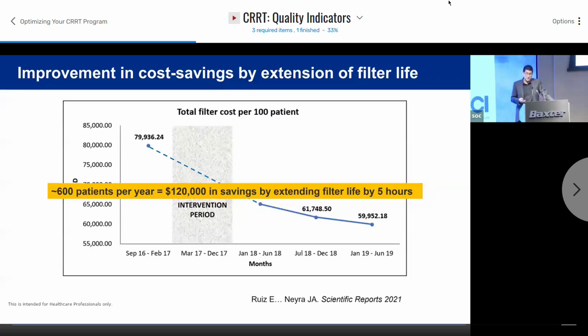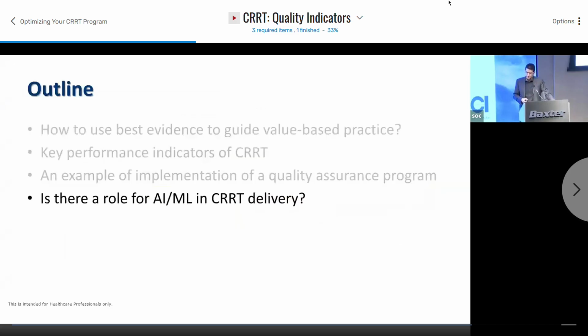And this is just using the example of filter life. This is published, and you can use this publication when you have these discussions with your administration. So you can say, okay, if our filter life is 20 hours, let's put a goal in 2 years to make it 30 hours. But I need support to create this team and to be able to track some of these parameters consistently.